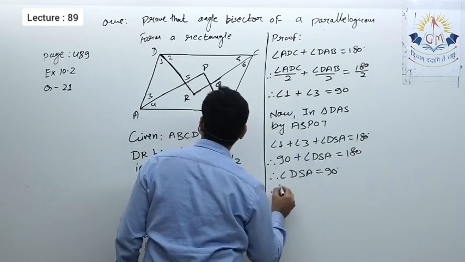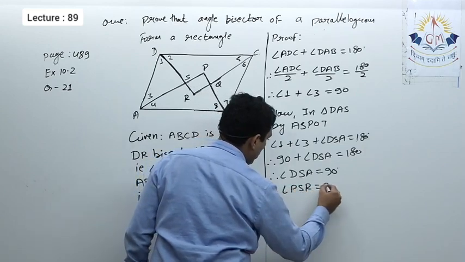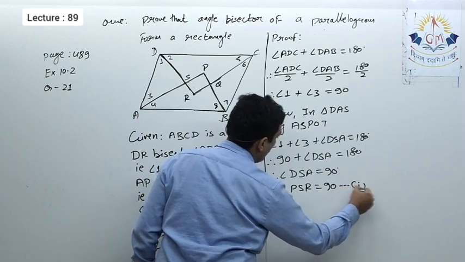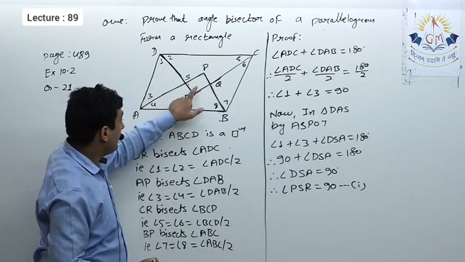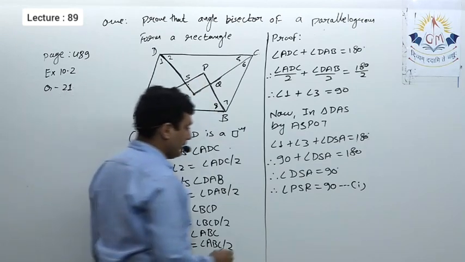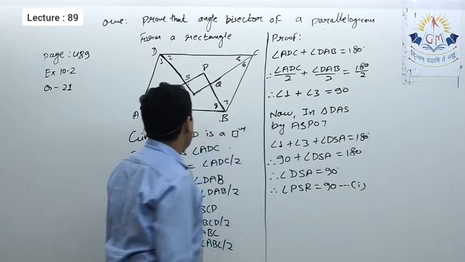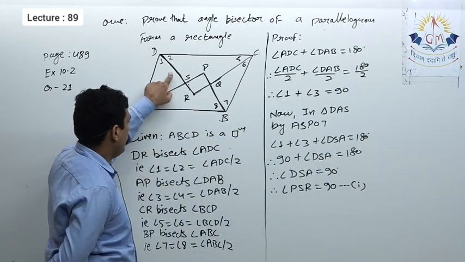Okay, therefore angle PSR is equal to 90 degrees. Let this be equation number 1. Here we got the measure of this angle, we will get the measure of this angle, that angle, and hence we'll find the final angle. Okay, this is one way. Now still, is it possible to prove these bisectors are parallel?